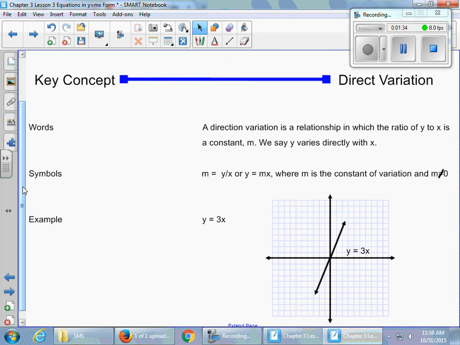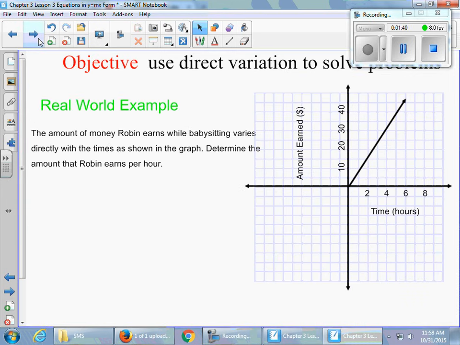So we're going to get into our examples in our y equals mx form. Our real world example: the amount of money Robin earns while babysitting varies directly with the time as shown in the graph. Determine the amount that Robin earns per hour. Just looking at the graph, you're thinking, how in the world am I going to know what Robin earns per hour? Let's look at the graph. X-axis, time or hours. Y-axis, the amount she earned.